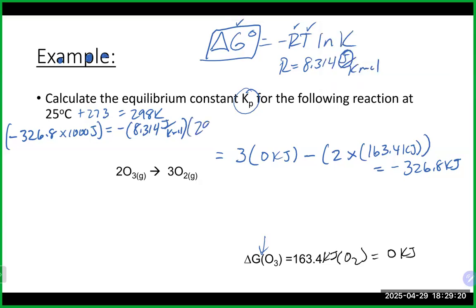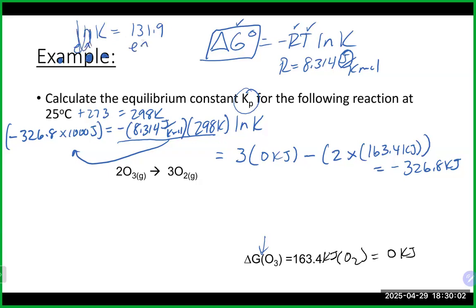All right, 298 Kelvin and my natural log of K in this case. So basically, I'm going to take all this and bring it that way, divide it over. So negative 326.8 times 1,000, divided by negative 8.314. That brings my negative to the other side, and divided by 298. That's going to get me a natural log of K equal to 131.9. To get rid of the natural log, we're going to e both sides.